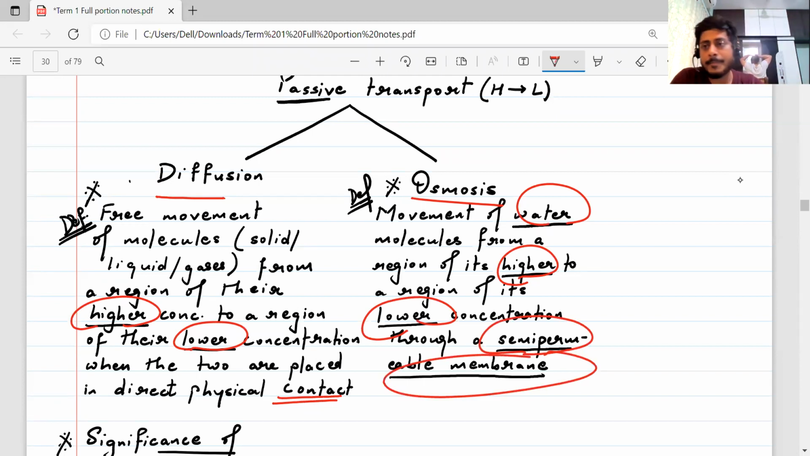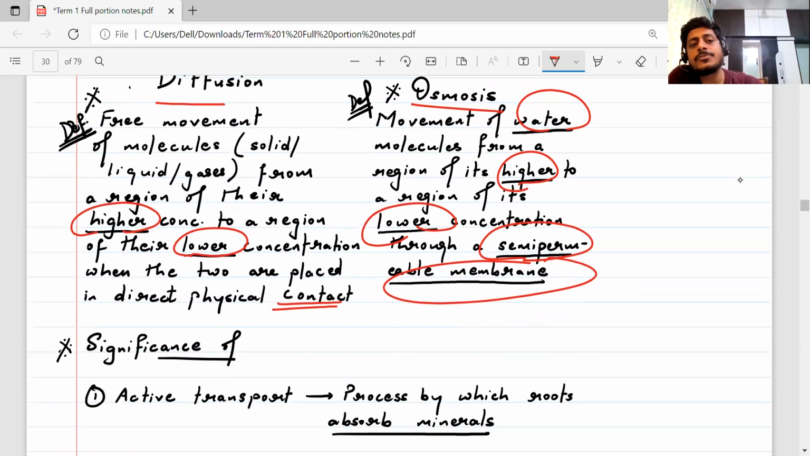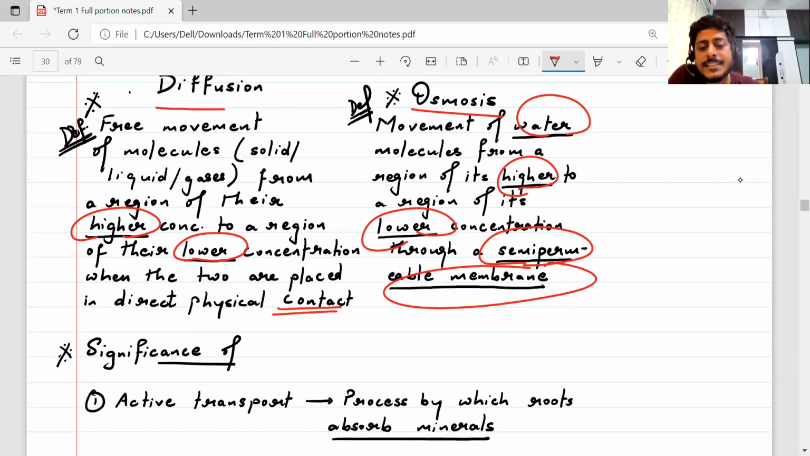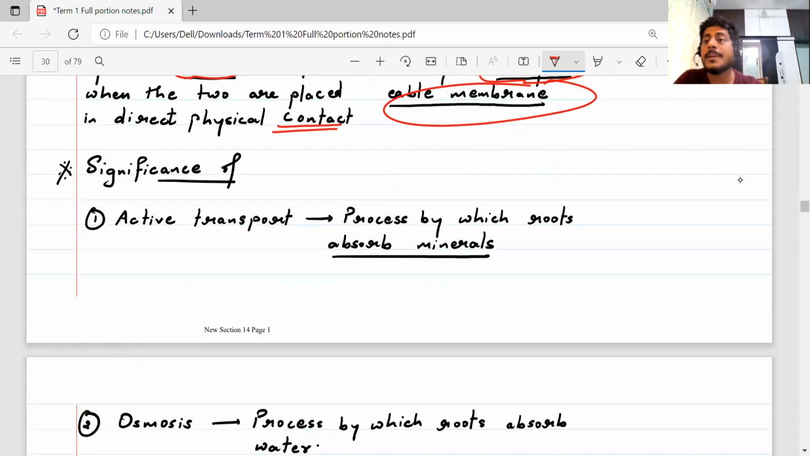Examples of semi-permeable membrane would be whisking bag, goat's bladder, animal bladder, any animal bladder, sheep bladder that you may see, cellophane paper that is present. All these will be examples of your semi-permeable membrane. Why do you call it semi-permeable? Because it allows only certain molecules to pass through it. Significance of diffusion will be exchange of respiratory gases. Active transport will be mineral absorption.